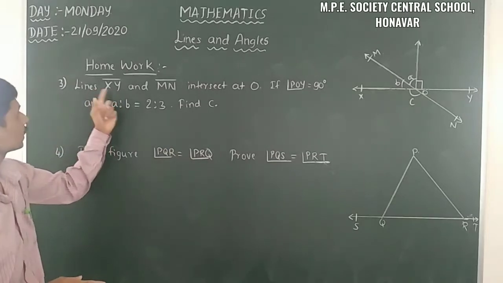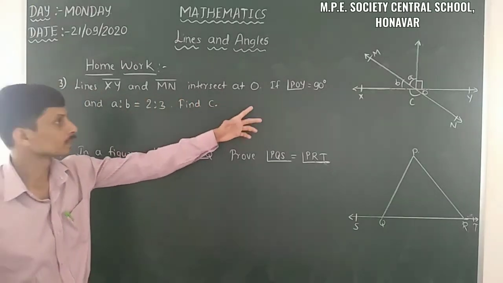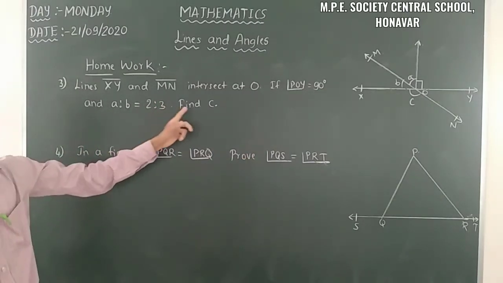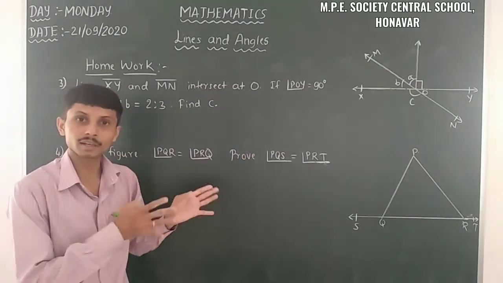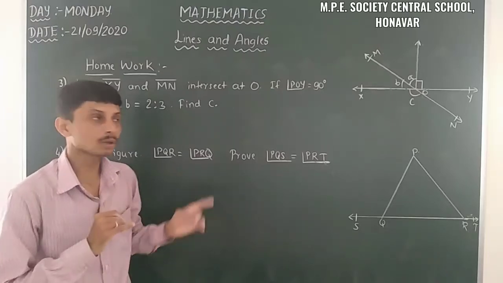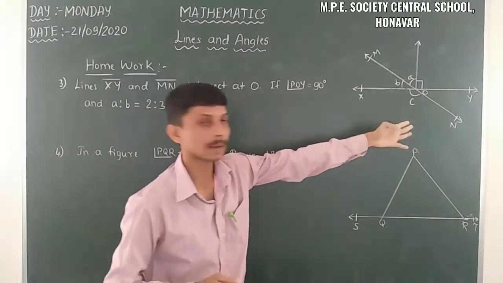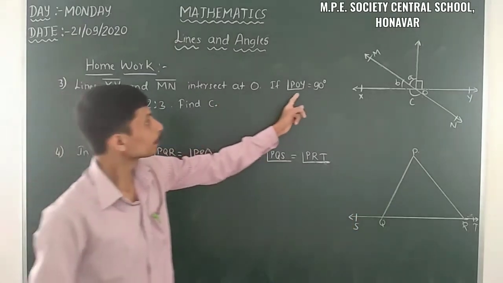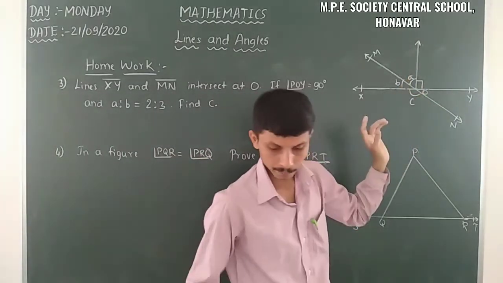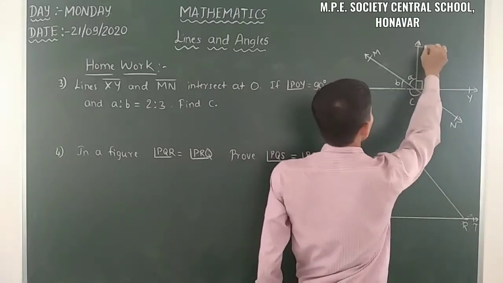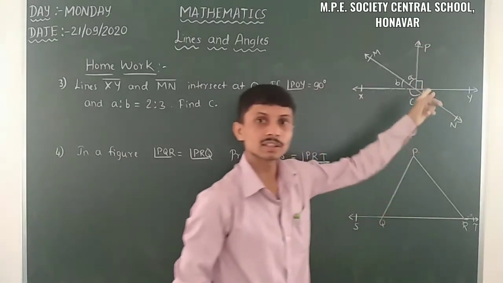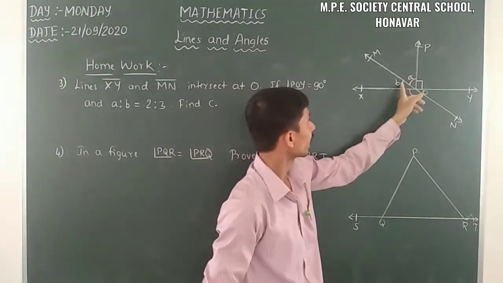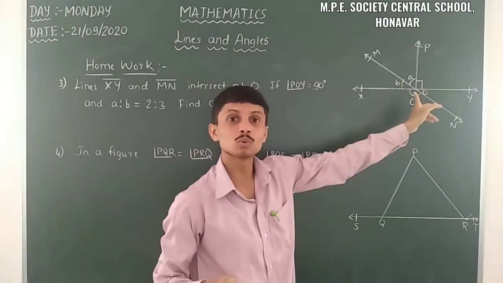Firstly, observe lines XY and MN intersect at O. If angle POY is equal to 90 degree and a:b is equal to 2:3, find c. A ratio problem, I have already solved one. Just observe here, there are two intersecting lines XY and MN. Theorem 6.1 holds good here. Angle POY is equal to 90 degree, it is given, and a is to b is equal to 2:3, that means the ratio of a and b is 2:3.